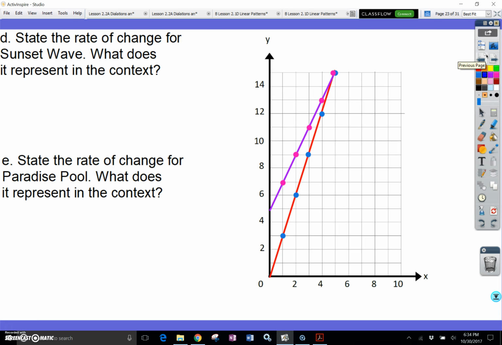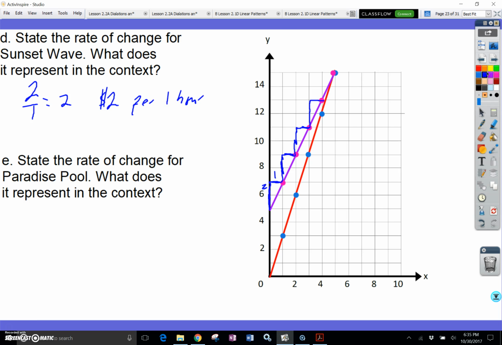Alright, now it says state the rate of change for Sunset Wave. What does it represent? So Sunset Wave, I connected the dots so it's a little easier to see this. Now, when it says the rate of change, those are your stairs. That's the up and over. How much did I rise and how much did I run? How much did I rise and run, rise and run, rise and run? I went up 2 over 1, up 2 over 1, up 2 over 1. So it's 2 over 1, which reduces to 2. And this represents $2 per 1 hour.